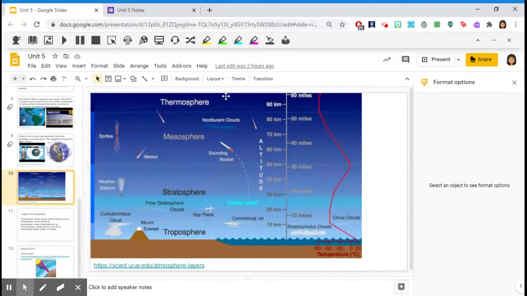So we have the thermosphere above. The thermosphere is where we have our auroras. It's where we have the space station. It's where we have the satellites that orbit Earth. And beyond the thermosphere, we have the exosphere. The exosphere isn't much of a layer of the atmosphere. It's just the transition zone between our atmosphere and outer space. Beyond the exosphere is just outer space.